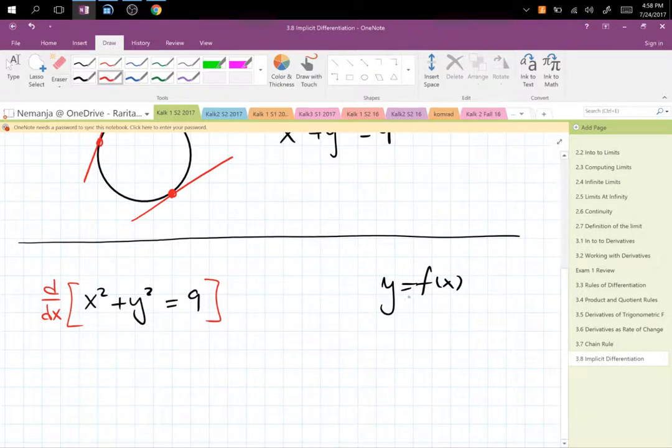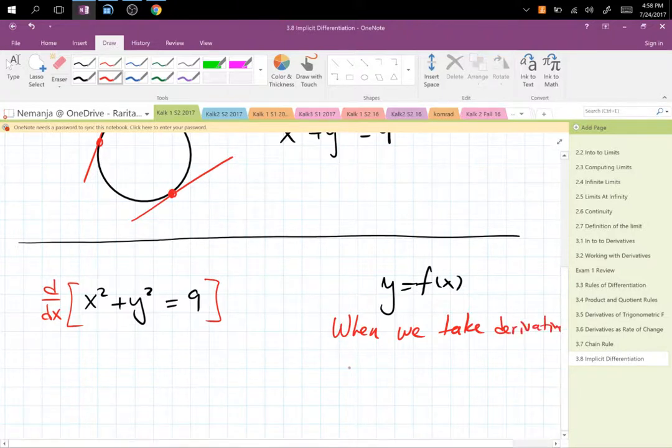So I'll write it here in blood. When we take the derivative of a function, we must follow with a chain.